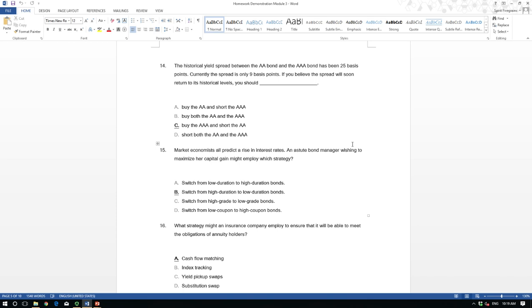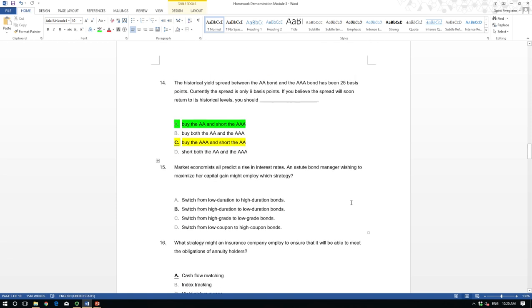Answer is C. Wait a second, let me see. I think, yeah, C is not correct in this case. It should be the opposite, because right now the spread is 9 basis points, which means AA bond is higher than AAA, but not as high as it is supposed to be. So AA is undervalued. You should buy AA and short sell AAA. So A is the best answer.